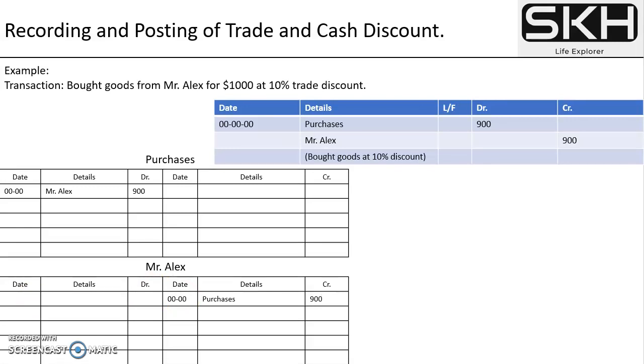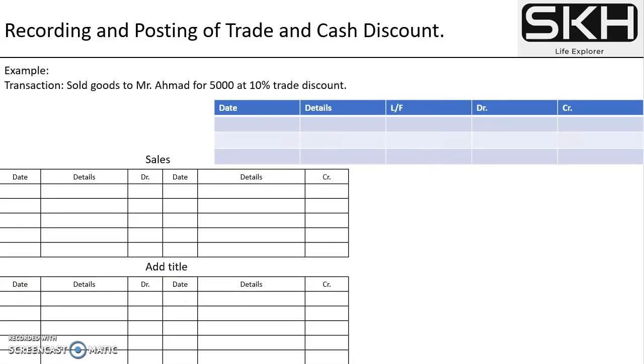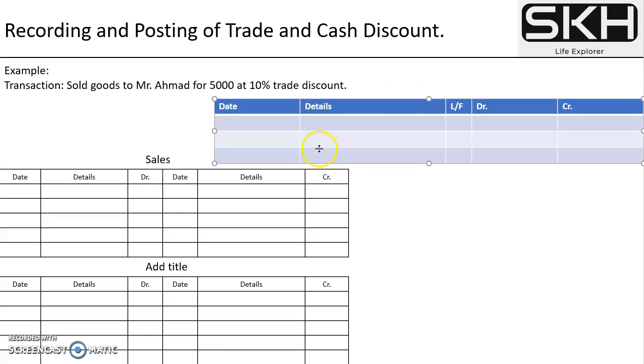We can see one more example for sales. In this transaction, we are selling goods to Mr. Ahmed for 5000, and this time we are giving him a 10% discount. We know sales is our income, so income will be recorded on the credit side. 10% of 5000 is 500, so the remaining amount is 4500.